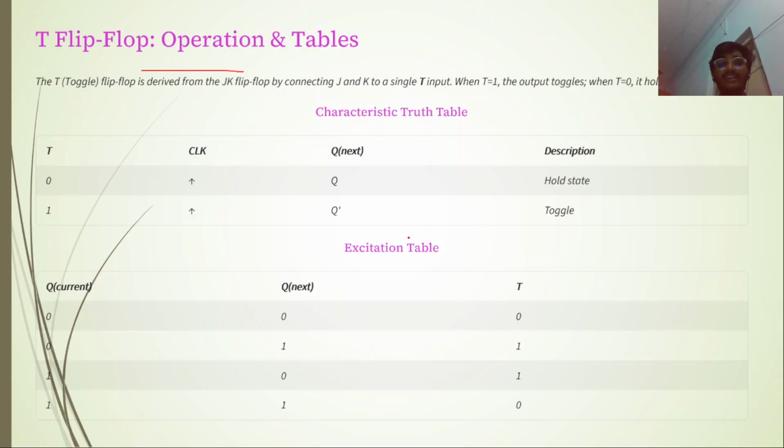Here is the excitation table. Current and next are 0 0, then the T flip-flop gives output 0. 0 1 gives 1, 1 0 gives 1, 1 1 gives 0. The excitation table of T is the same as an XOR gate.